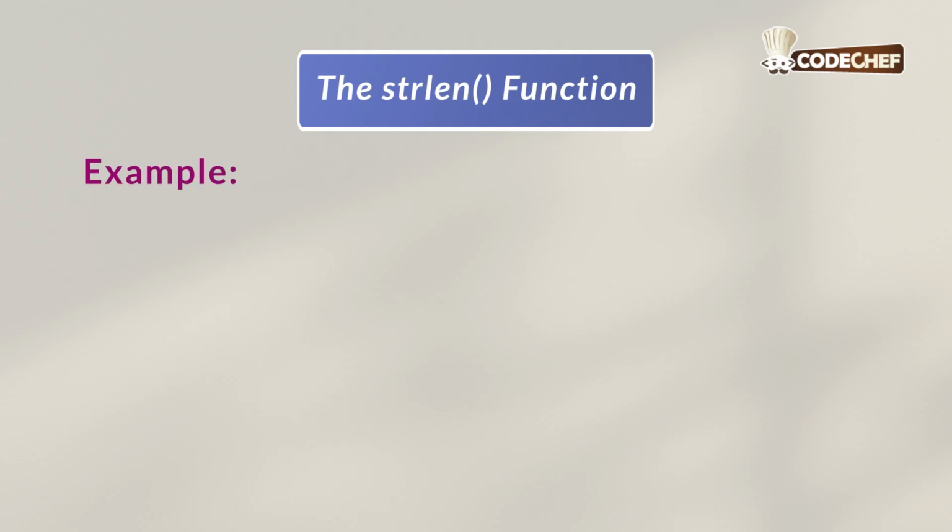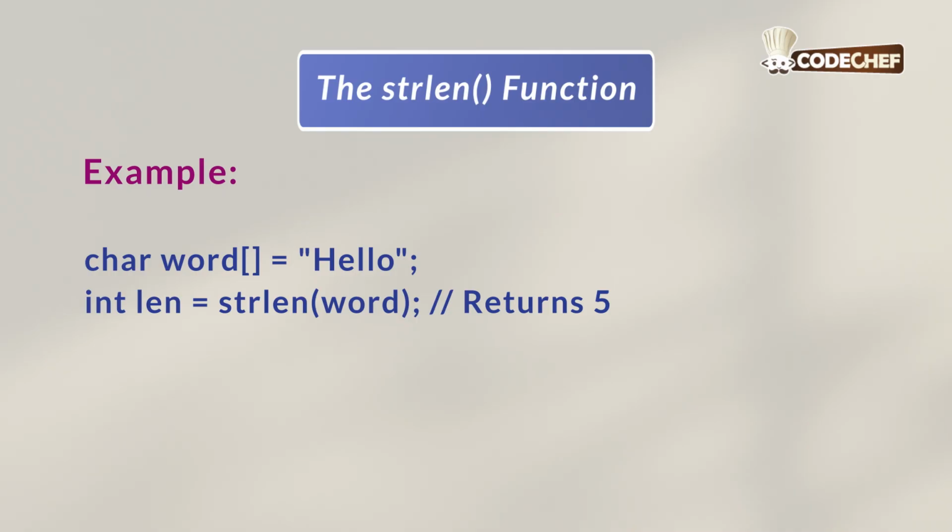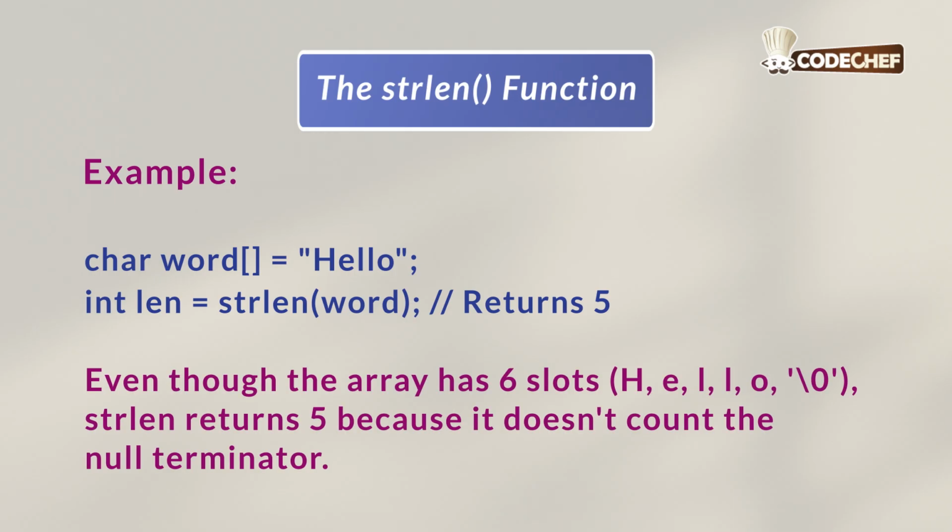Here is an example. char word[] = "hello". Here the int length = strlen(word) returns 5 even though the array has 6 slots: H, E, L, L, O and a \0. strlen returns 5 because it does not count the null terminator. Now let's see a simple example first.